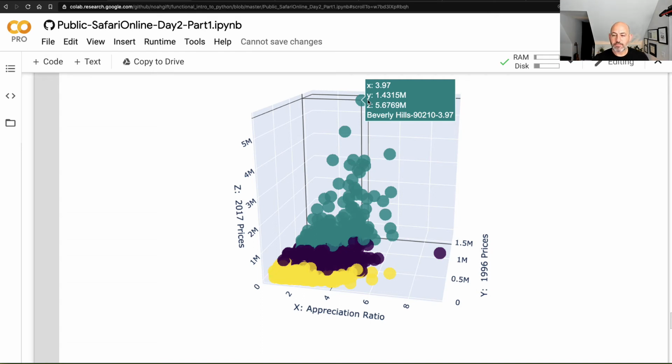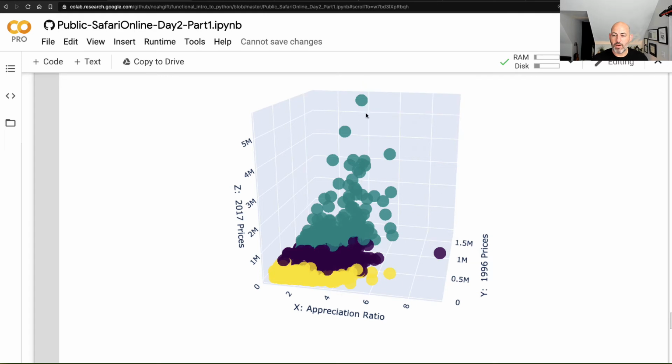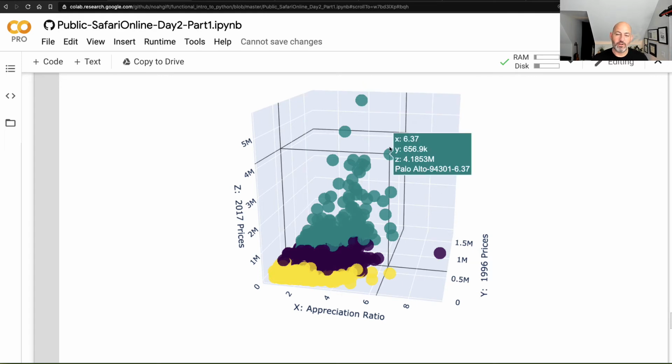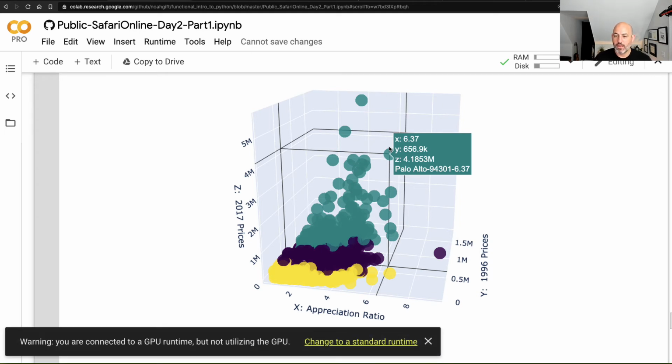And if you look right below this, Palo Alto is right below. So basically, Palo Alto has gone up 6 times in appreciation since that time. You can see that the median home price for Palo Alto here is extremely high, and I think it would be $4.18 million.